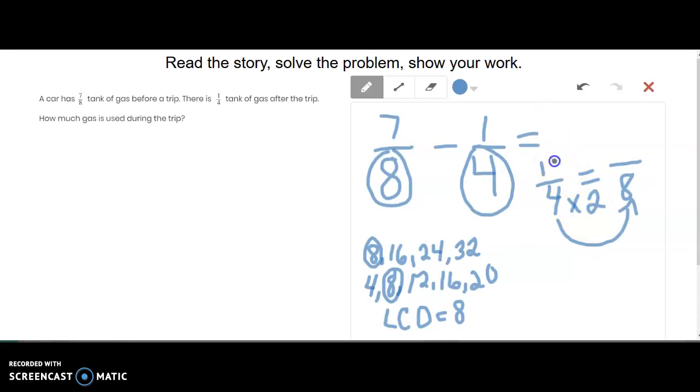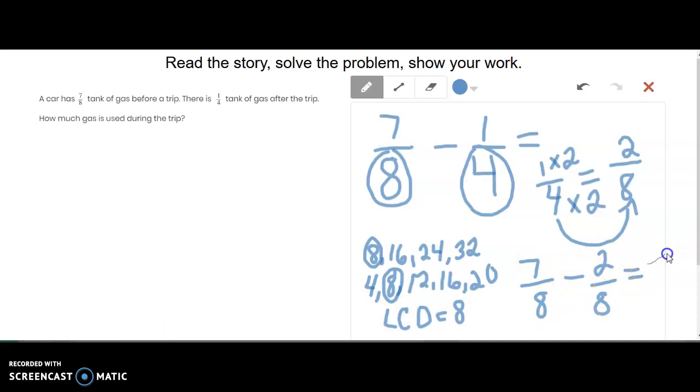And whatever I do on the bottom, I have to do on the top. So I'm going to multiply my numerator: 1 times 2 and get 2. So my equivalent fraction is 2/8. I am next going to rewrite my problem. 7/8 take away 2/8. Okay, so now I've got 7/8 take away 2/8.